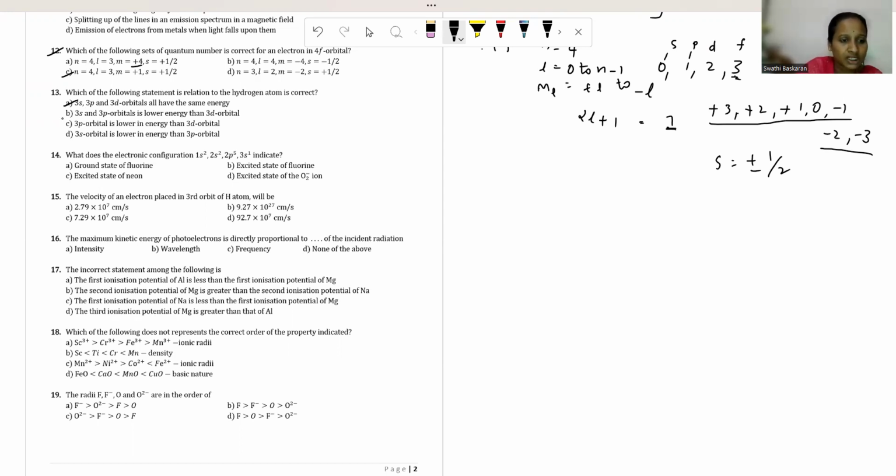Whereas option B is incorrect for hydrogen atom. 3p is lower than 3d, so this is once again incorrect. And 3s orbital is lower in energy than 3p. So all the three options are incorrect except the first one. So this is the correct one.